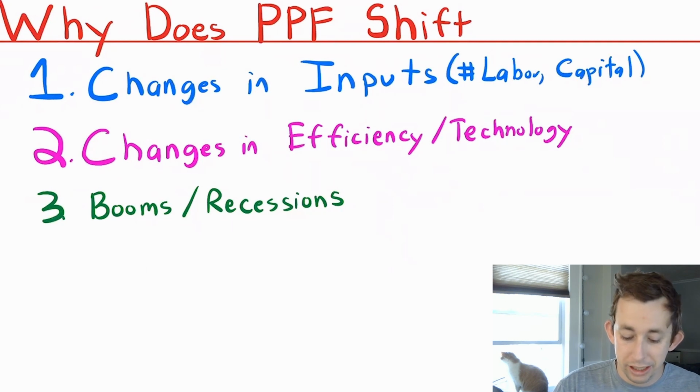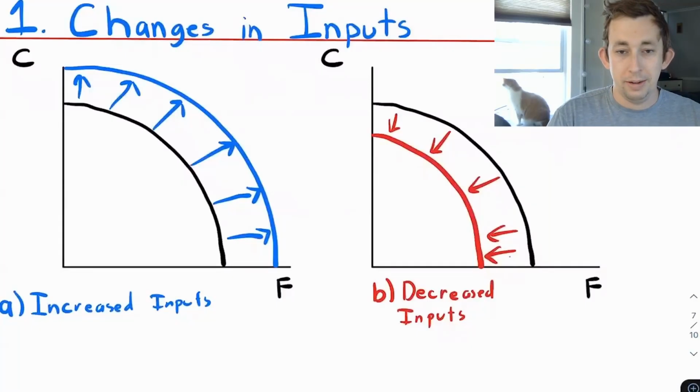So first, you could have changes in inputs. This is something like immigration, or maybe you start building a whole bunch more machines to, say, make US flags. It could be changes in efficiency technology, or it could be booms and recessions. So let's just talk about each of these graphically, and we'll start with changes in inputs.